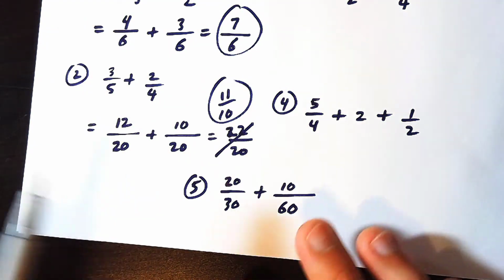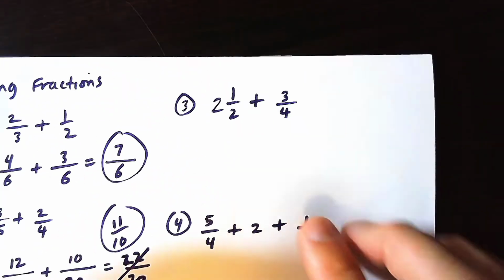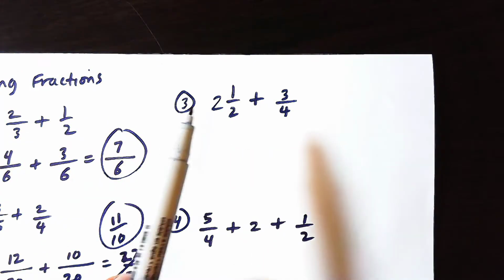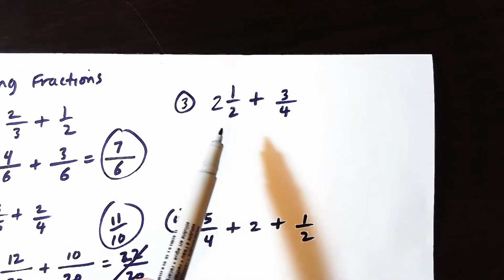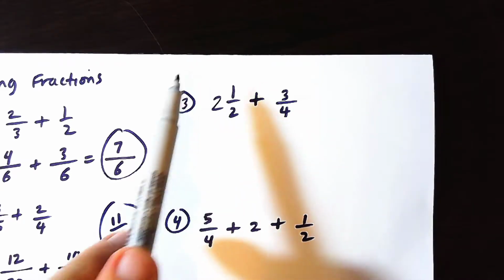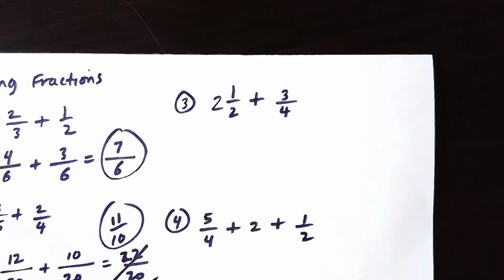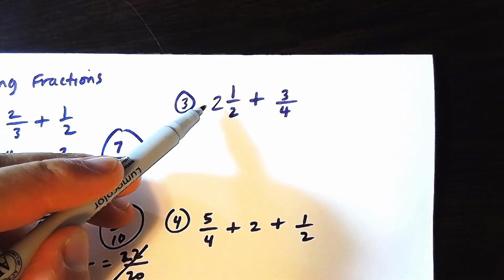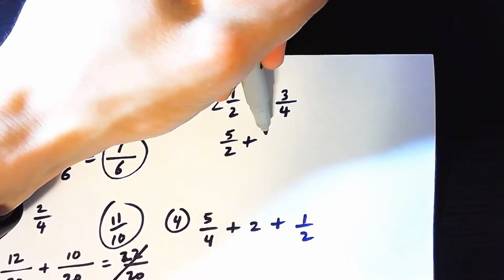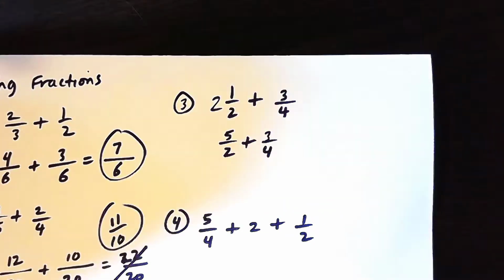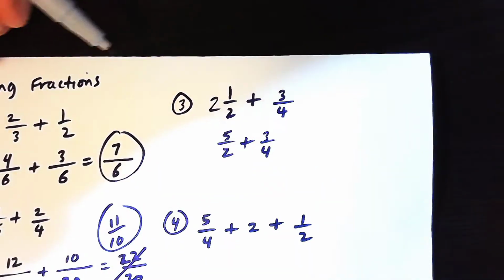Okay, so now let's attack number 3. So we have 2 and 1/2, a mixed fraction, plus 3/4, a proper fraction. And we're going to convert this mixed fraction into something over something. So 2 times 2 is 4. 4 plus 1 is 5. So 5 over 2 plus 3 over 4. And we want the bottoms to be the same.